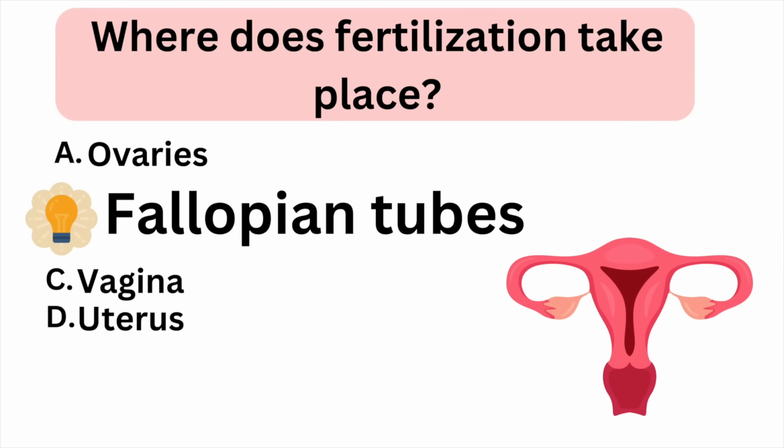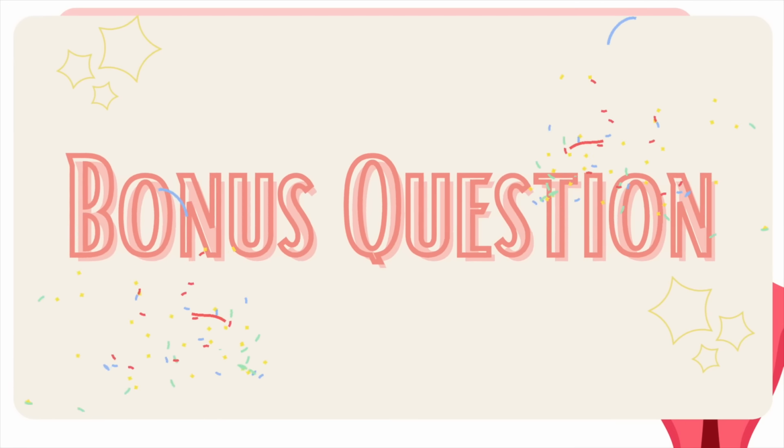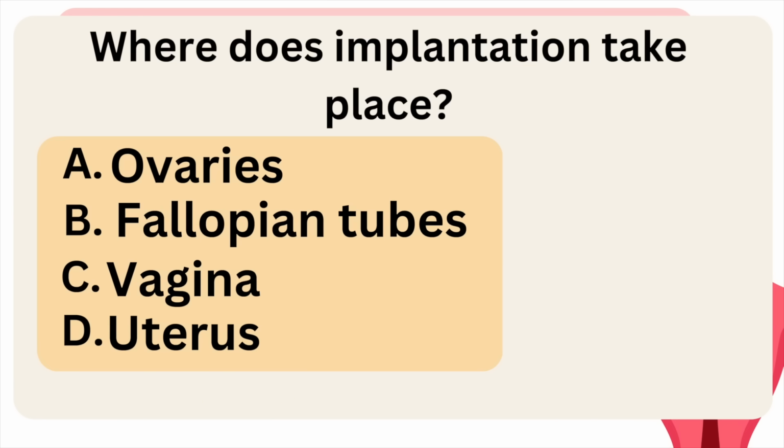Fertilization is when the sperm and the egg unite and make a zygote. This takes place in the fallopian tubes. Okay, one last bonus question, guys. Where does implantation take place?